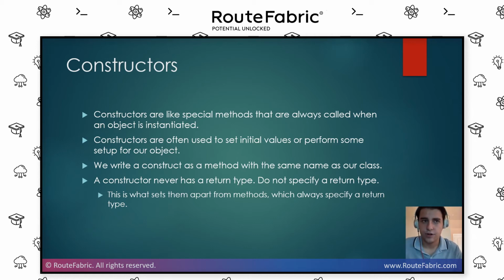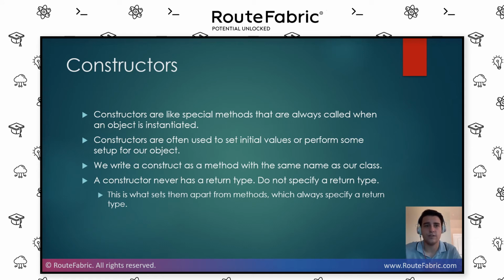A very important note about constructors is that constructors never ever have a return type. So do not specify a return type. This is what sets constructors apart from methods. We said methods always have a return type, even if that type is void. We'd have to specify for the JVM exactly what this method is going to be returning. With constructors, we do not do this.